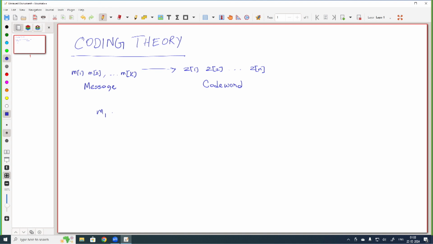Now, M1 is mapped to something which I will call Z1, right. Some other message M2 will be mapped to something called Z2 and so on, right. So, potentially your messages could be all possible things of length k, right. So, I can think of my messages, let us say, as some vectors in some vector space, right.